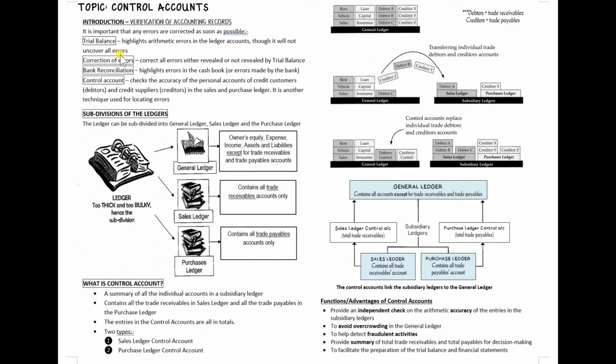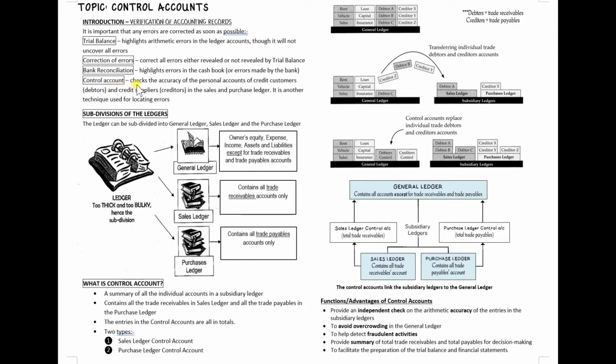Why? Because even though the trial balance balanced, meaning to say both the debit and credit side totals are the same, it is still possible that there are errors occurring even though the trial balance balances. Which will bring us to the topic correction of errors, but these two we'll go through at a later stage. Today our focus is on the control account, okay. So what is a control account?